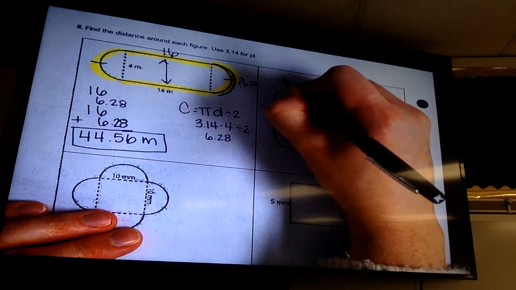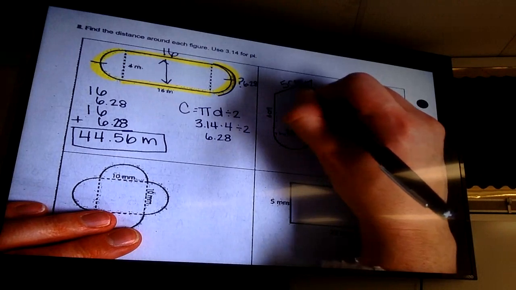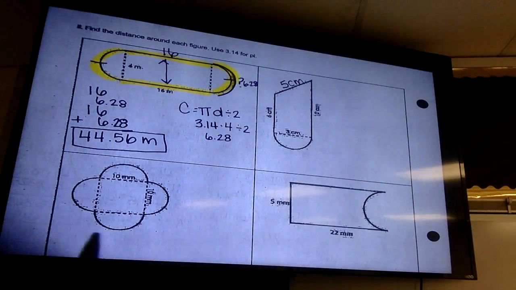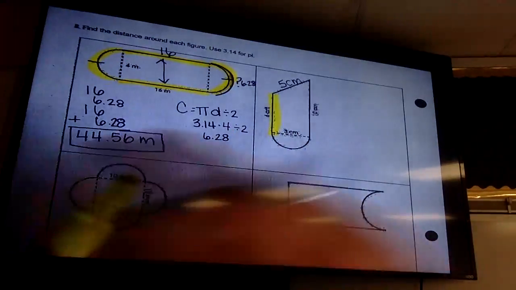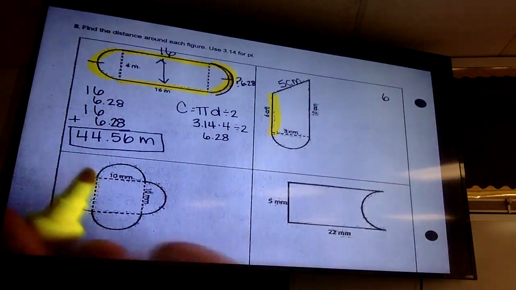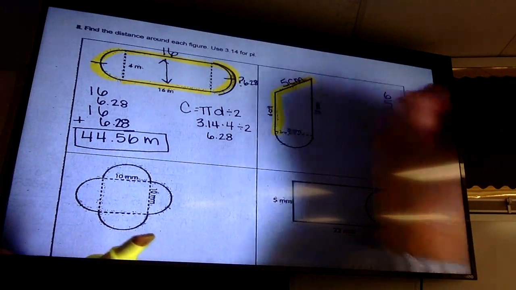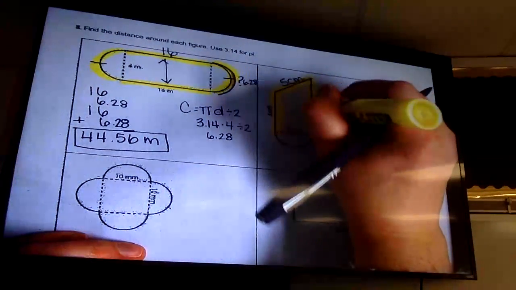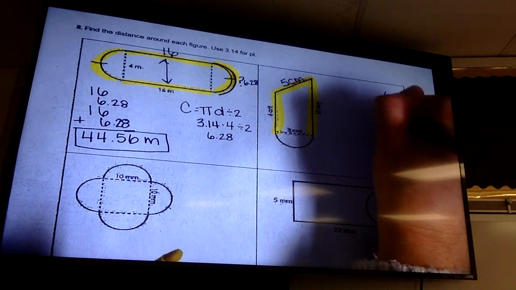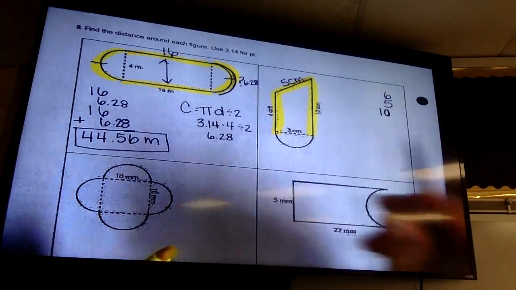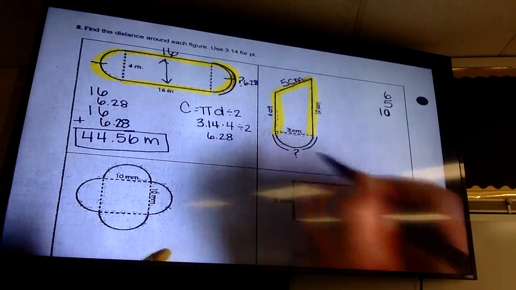All right, this one. There's a missing piece that you need to know. So the length of this right here is 5 centimeters. So let's find the distance around. I'm going to start with the easy stuff, what I know. So I have a side that's worth 6. I have another side that's worth 5. I have another side that is worth 10. And then I need to figure out this piece down here. That's going to be the tricky part for us.